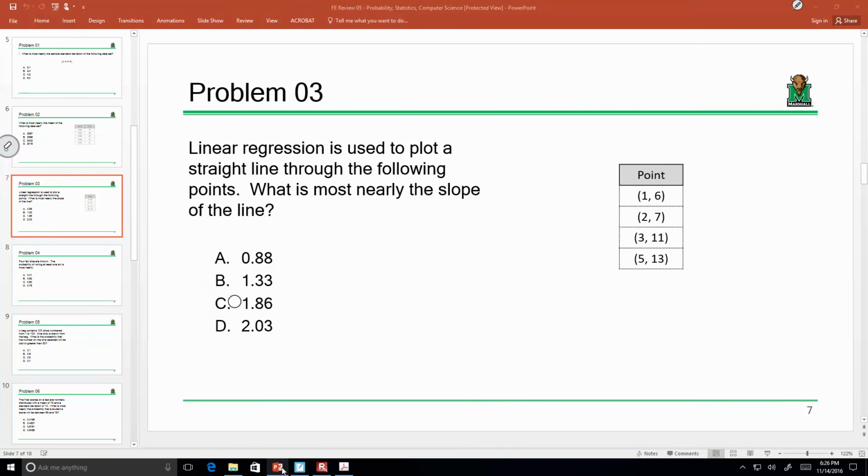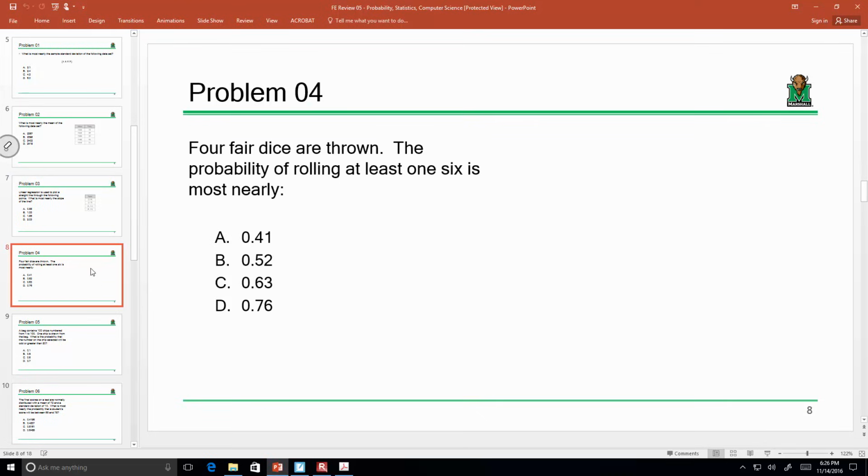All right, next one. Now we're getting into the world of probability. 4 fair dice are thrown. The probability of rolling at least one 6 is most nearly what? Now, for a problem like this, anytime you see at least one 6 or at least one result, the easiest way to go about it, in my opinion, is this.